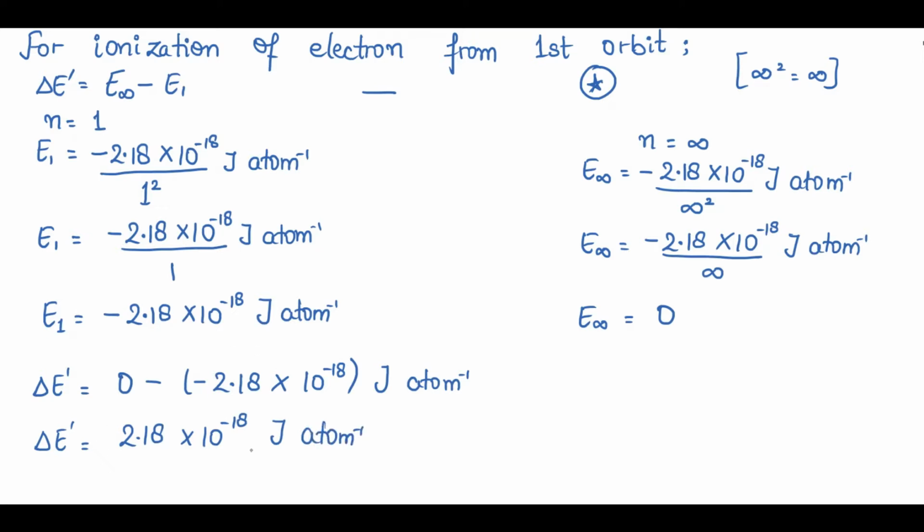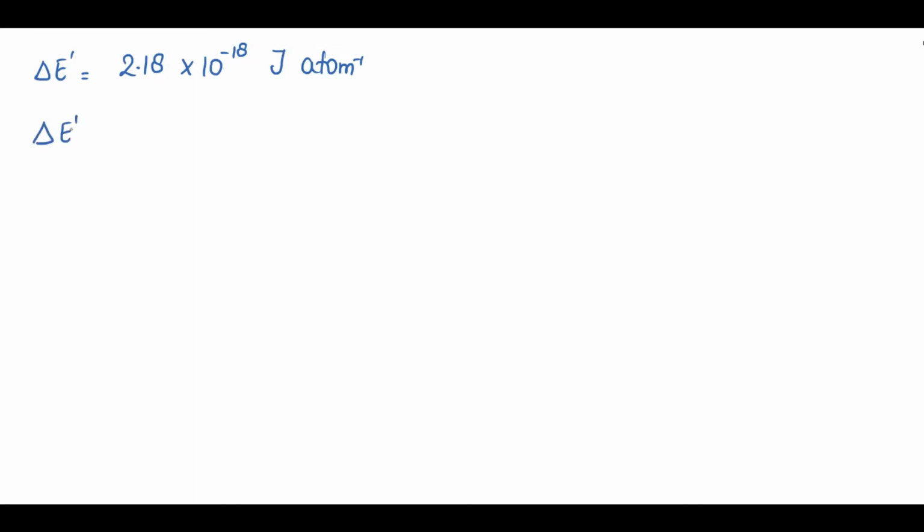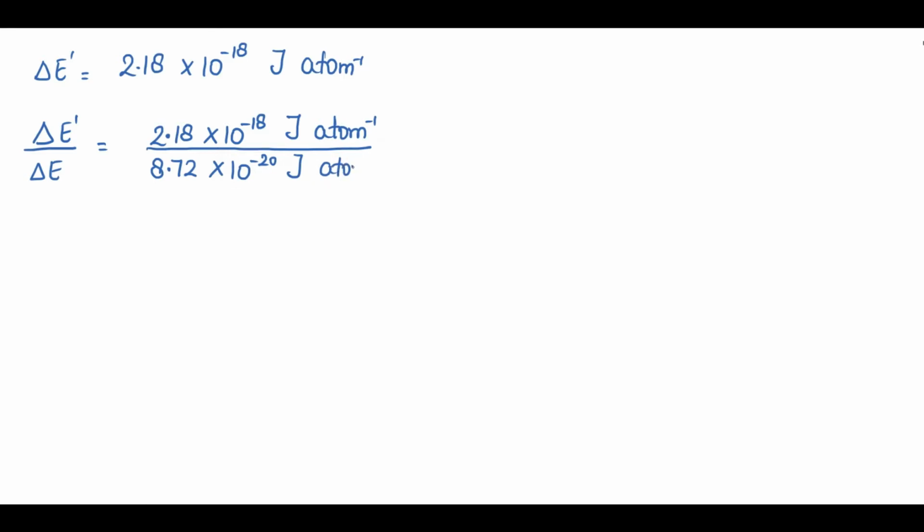I have to compare the ionization energy in case of fifth orbit and in case of first orbit, right? So for this, I'll divide delta E dash with delta E. So you can put the values over here. Delta E dash is 2.18 into 10 raised to power minus 18 joule atom inverse divided by delta E. It is 8.72 into 10 raised to power minus 20 joule atom inverse, right? I'll cancel the units first. So I'll cancel joule atom inverse with joule atom inverse, right?